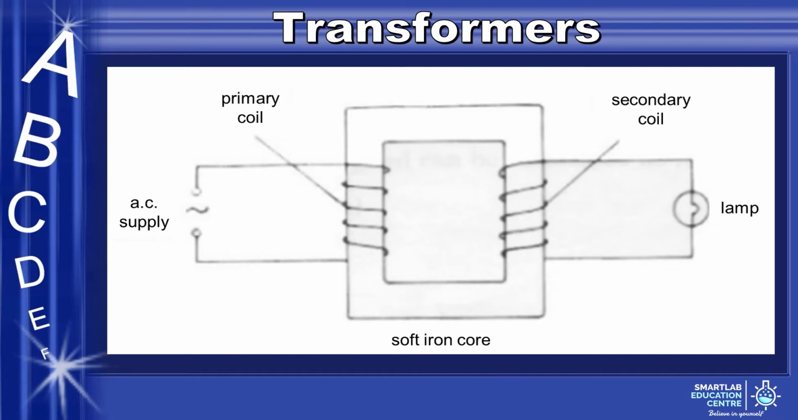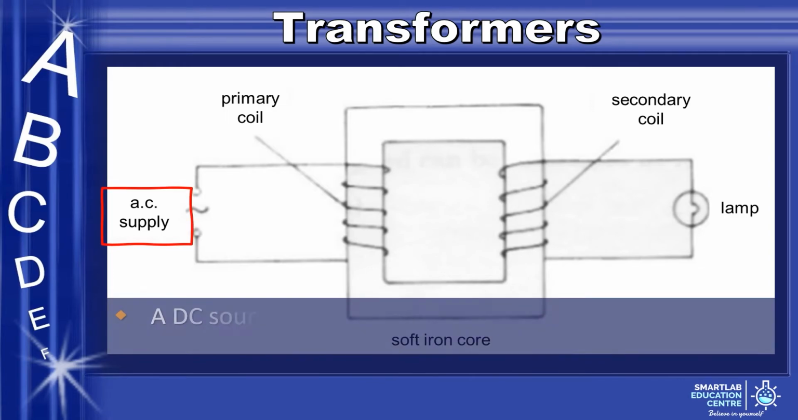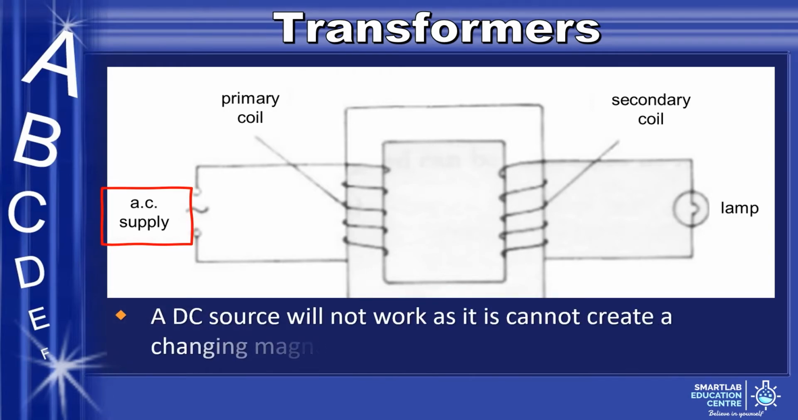Now, let us touch on transformers. Here is a diagram of what a transformer looks like. You will notice that there is an AC supply connected to the transformer. A DC source will not work as it cannot create a changing magnetic field in the soft iron core.